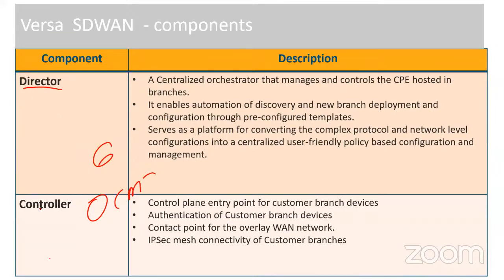The controller's main role is to exchange the routing information. It is just acting as an RR, a route reflector. In the subsequent slides I will talk more about how it plays that role, but at this point I can say that it is acting as an RR.